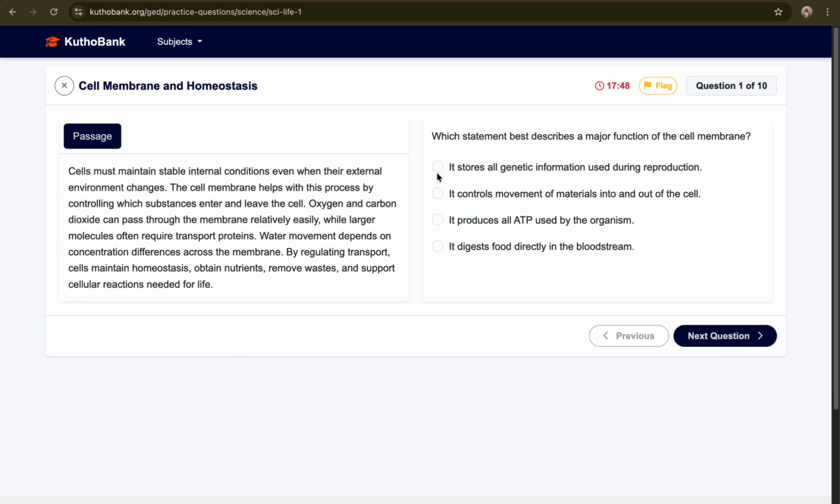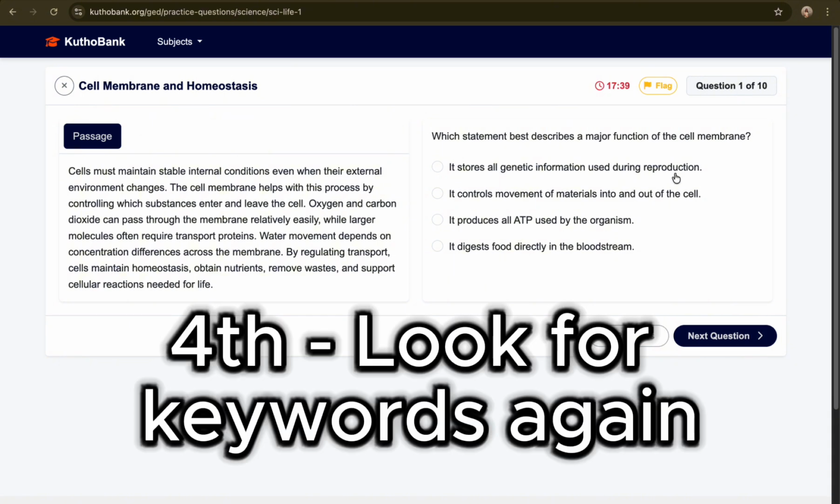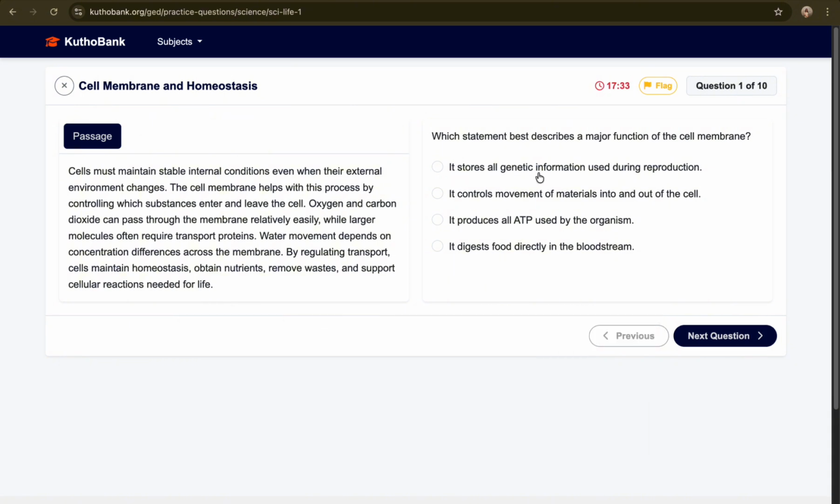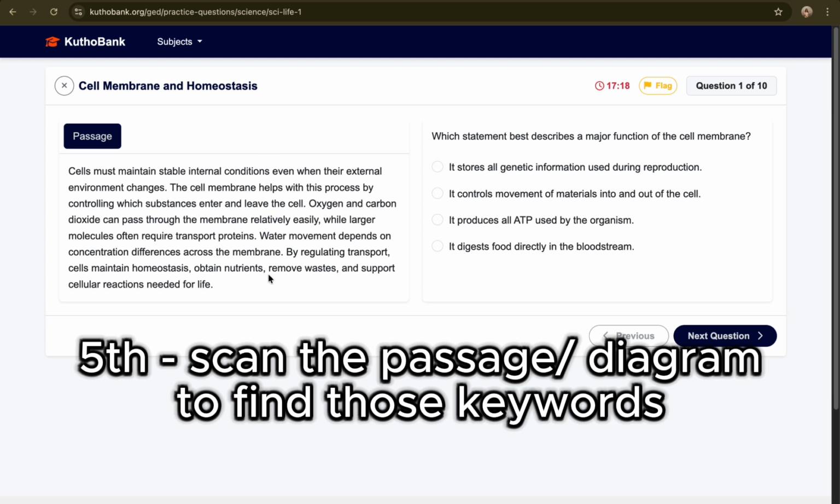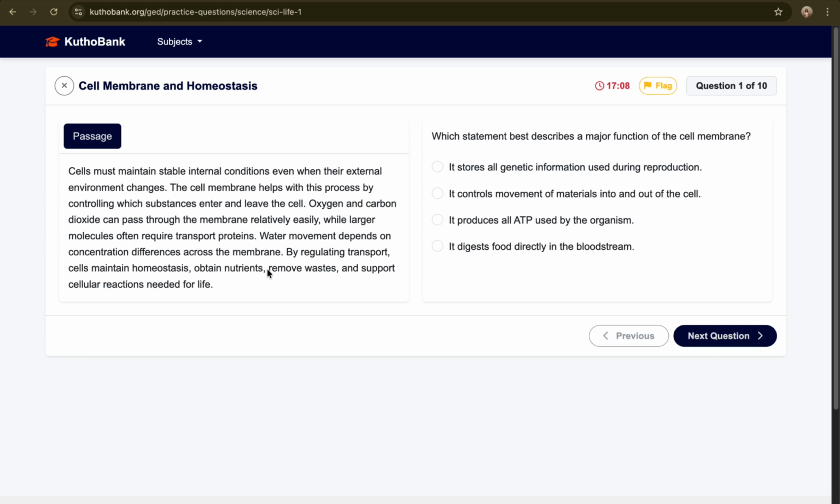First, choice A. It stores all genetic information used during reproduction. Now look for keywords again. Stores, genetic information, reproduction. Those are the keywords. After that, scan the passage or sometimes a diagram to find those keywords.